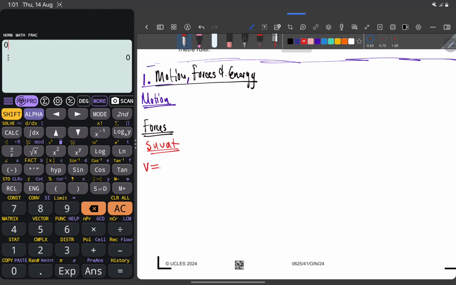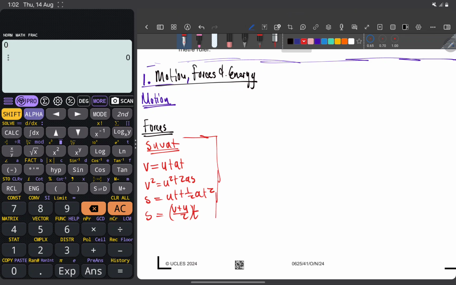Which is 2 for V, 2 for S. So V will be equal to U plus AT. Then we have another one which is V squared is equal to U squared plus 2AS. Then we have another one which says S is UT plus half AT squared. Then we have another one, S is V plus U over 2 times time. All right, no problem. We'll just have them, okay?